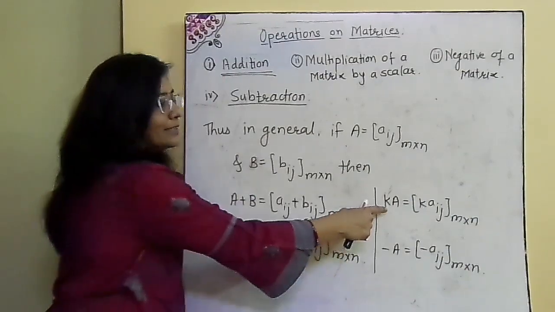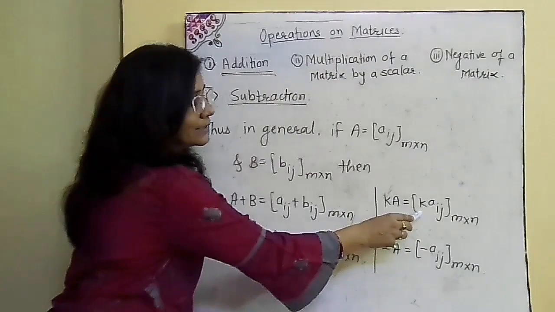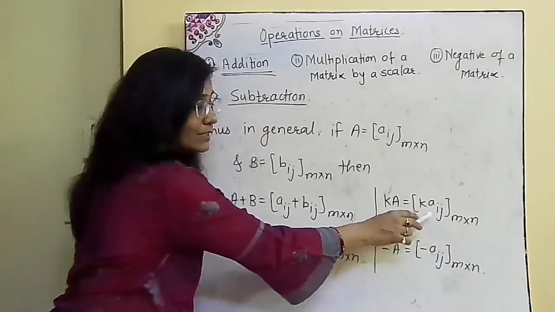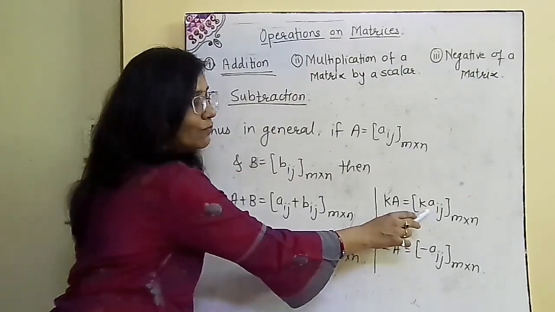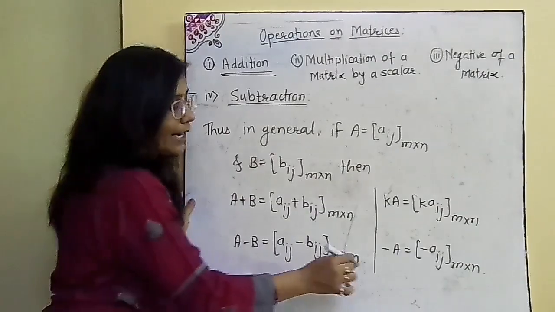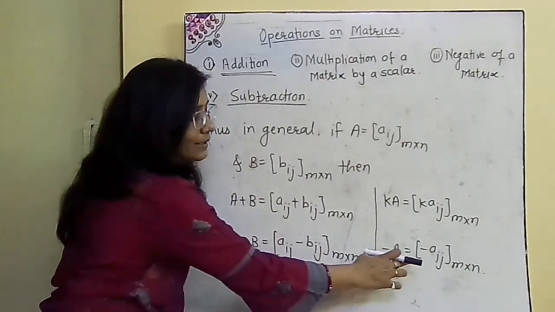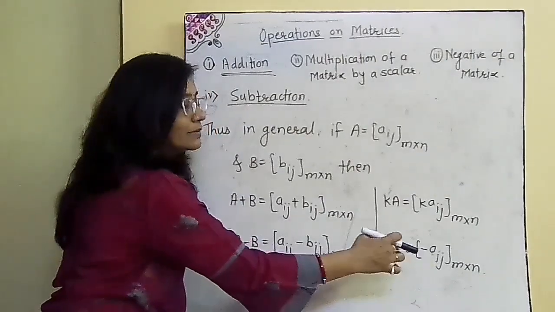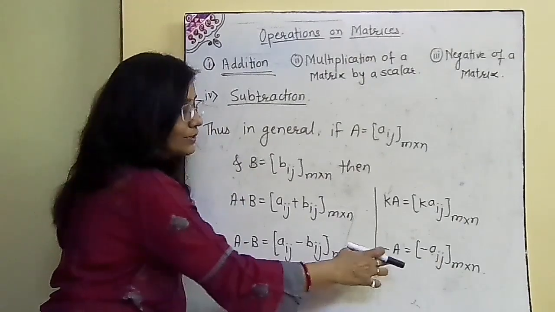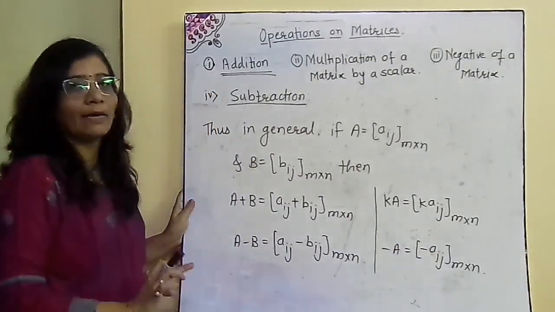And the scalar multiplication of a matrix is given by kA, that is, multiplying each and every element of this matrix by k, a matrix formed by kAij having the same order m by n. The negative of a matrix A is denoted by minus A, and it is given by taking the negative of each and every element of the given matrix A, that is minus Aij, having the same order m by n.